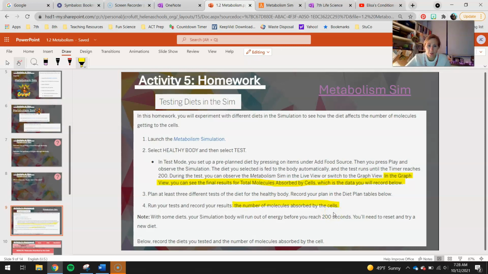Okay, with some diets, your simulation body will run out of energy before you reach 200 seconds. You'll need to reset and try a different diet. So if that happens, your diet wasn't sufficient, so try doing that again. And then we're going to go ahead and record our results below.